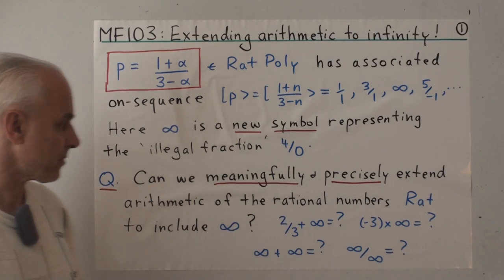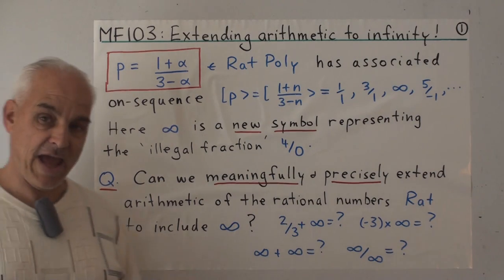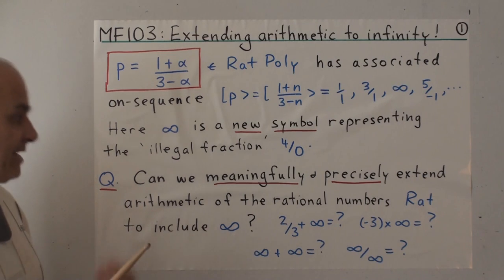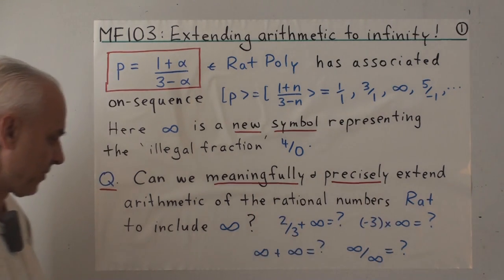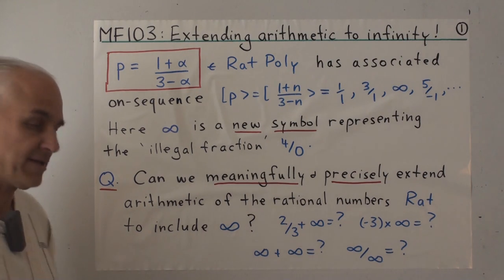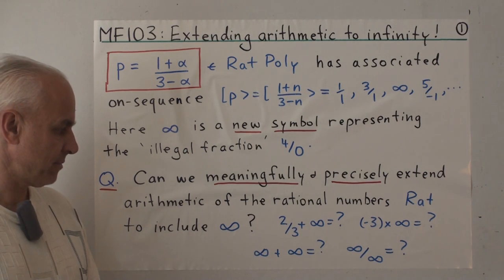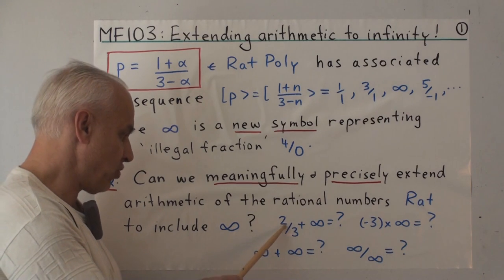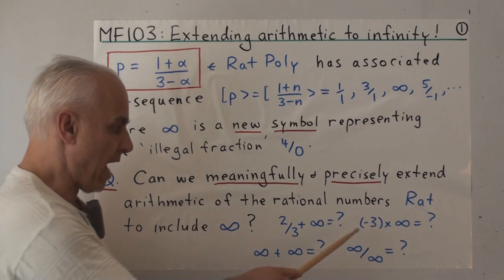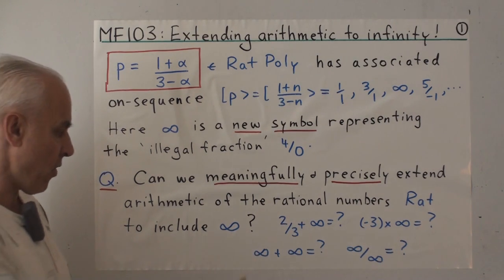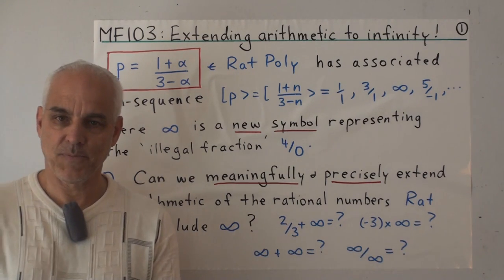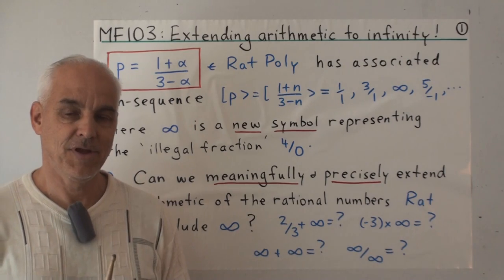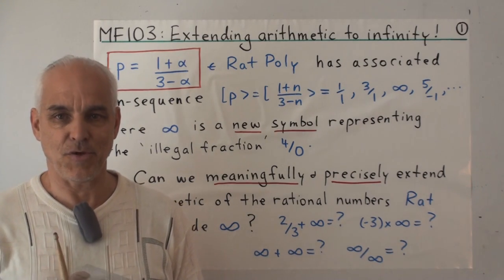So a natural question is, can we meaningfully and precisely extend the arithmetic of the rational numbers to include a symbol like infinity? Is it possible to define 2/3 plus infinity, or minus 3 times infinity, or infinity plus infinity, or infinity divided by infinity, and so on? So that's where we're aiming in today's video.